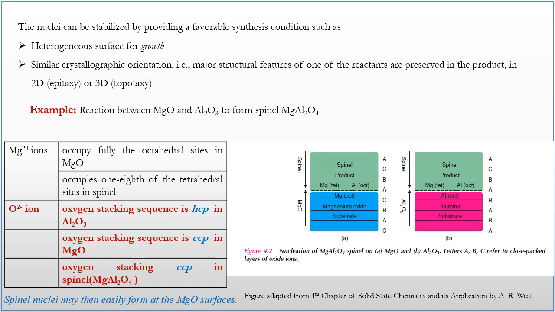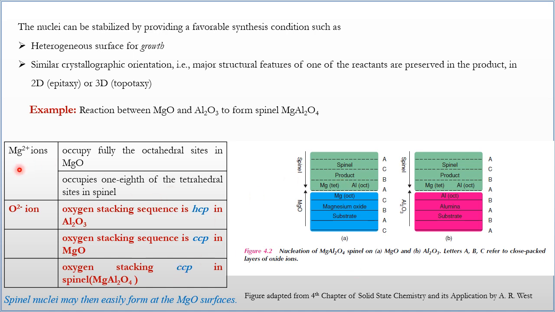Let us understand this by taking the example of the formation of spinel MgAl2O4, which is formed by the reaction between MgO and Al2O3. This particular example has been adapted from the fourth chapter of Solid State Chemistry and its Applications by A.R. West.